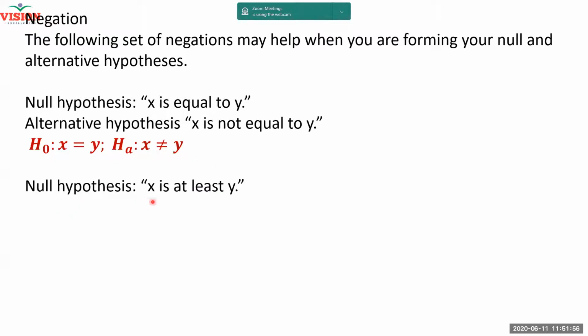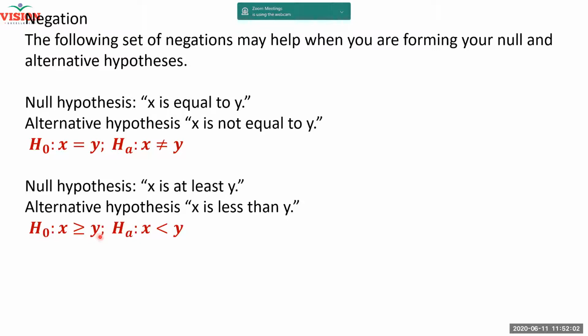Null hypothesis is x is at least y. Alternative hypothesis, x is less than y. Then the statement in mathematical form is x is greater than or equal to y. At least y means greater than or equal to y. Alternative hypothesis is less than y.